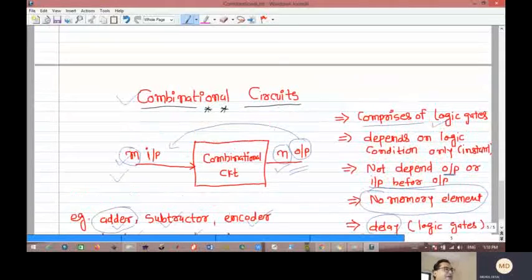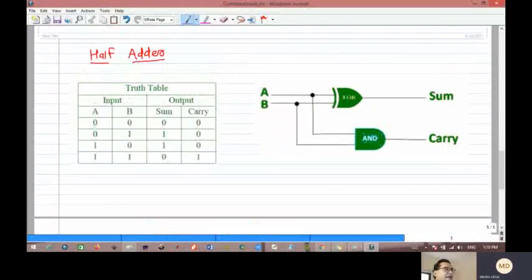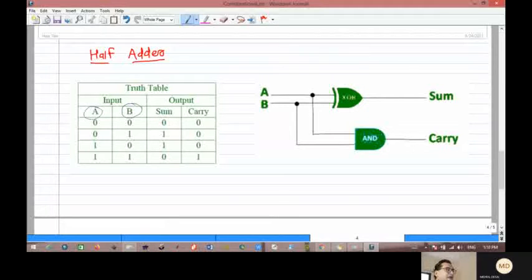So what is a half adder? A half adder has 2 bits only, a 2-bit addition. This is input A, this is input B, and based on those 2 inputs, we get the sum, and depending on that summation, a carry is generated or not. So we get the output as a sum as well as the carry.